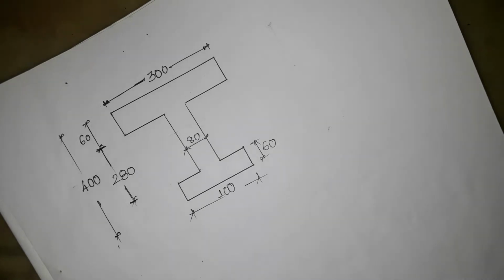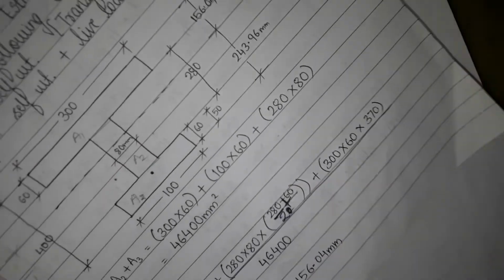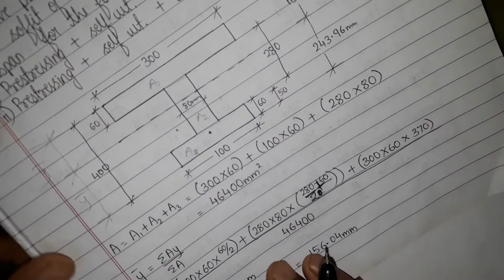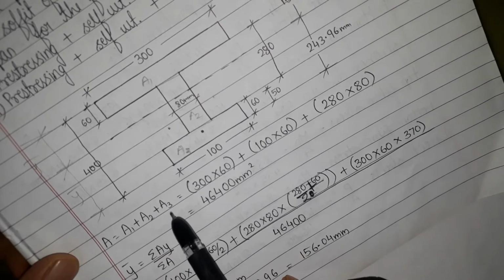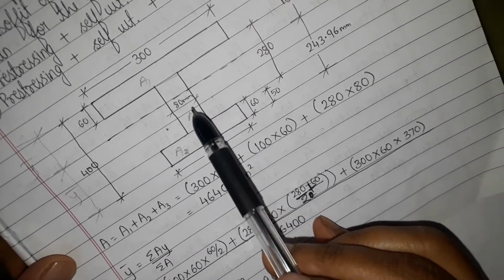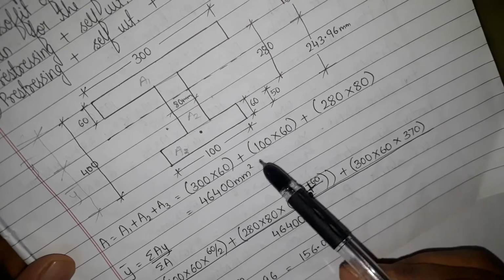So we have to find out the properties of the unsymmetrical I section first. That is, we have to find out the area, then the location of the centroid or the CG, then the distance from the top fiber and from the bottom fiber. Everything we have to find out, so we'll do it one by one. First of all, find out the area: you can divide the section into A1, A2, A3 like that.